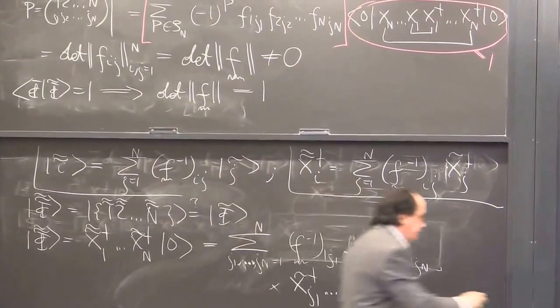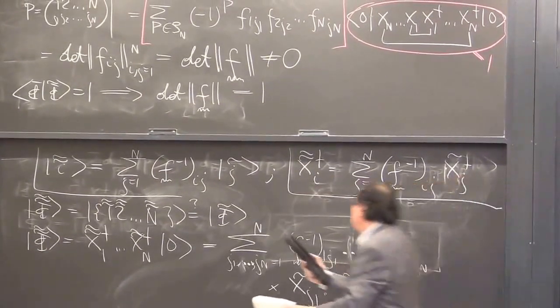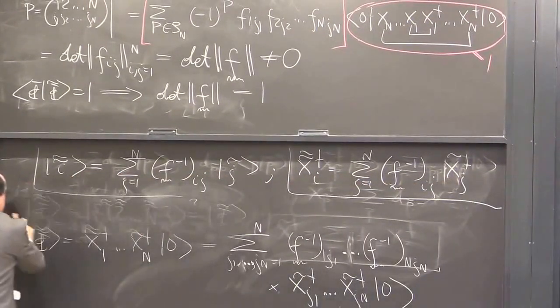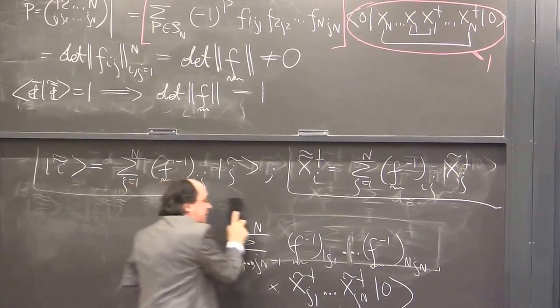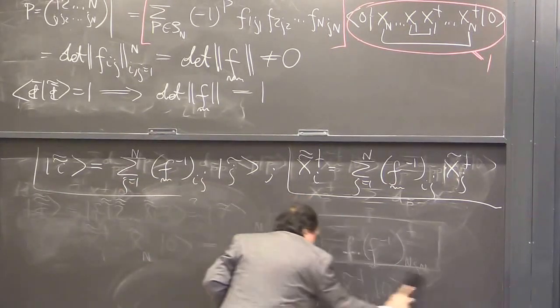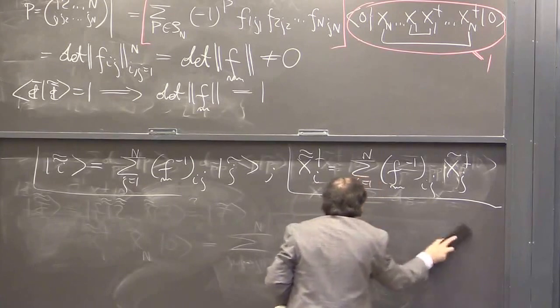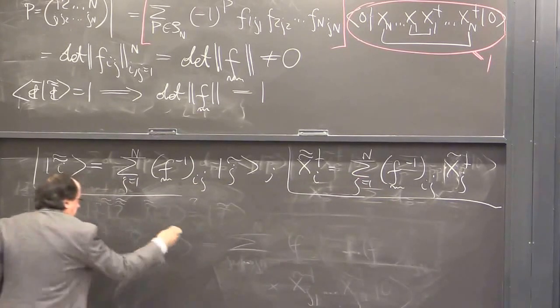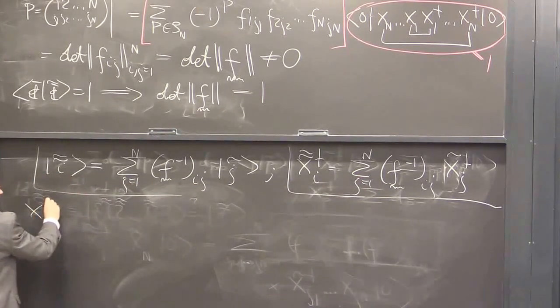So I guess I can erase this. I'll still hold to this. You have it in your notes. Okay, let me actually do this processing here. So let me now compute x i dagger double tilde.